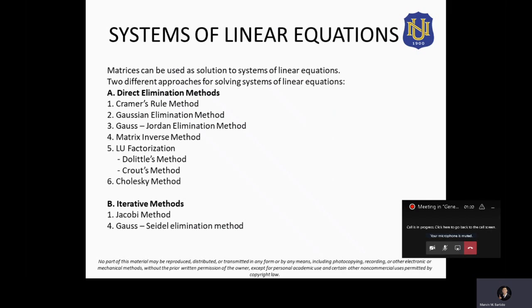So we have two major methods. Letter A is the direct elimination methods, and we have six under that. We also have letter B, which is iterative methods, and we have two to discuss there. So this is number 2, not number 4.